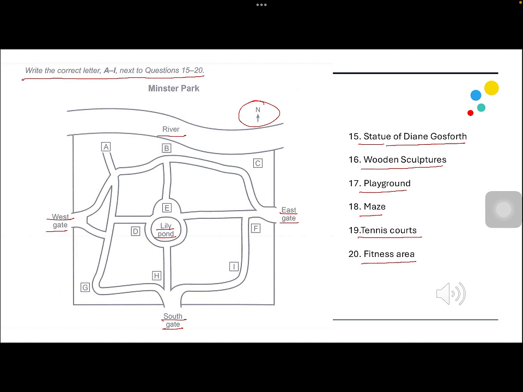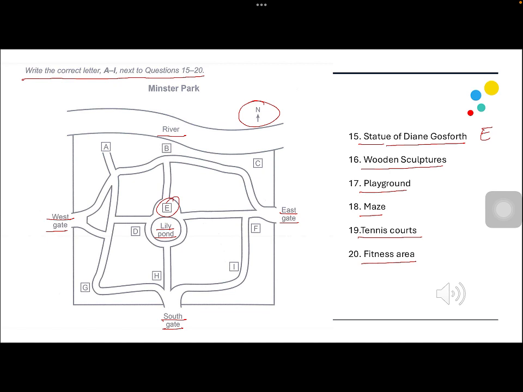Okay, let me tell you about some of the changes that have been made and some things that have been retained. If you look at this map, you'll see the familiar outline of the park, with the river forming the northern boundary, and a gate in each of the other three walls. The statue of Diane Gosforth has been moved. It used to be close to the south gate, but it's now immediately to the north of the lily pond, almost in the center of the park, which makes it much more visible.